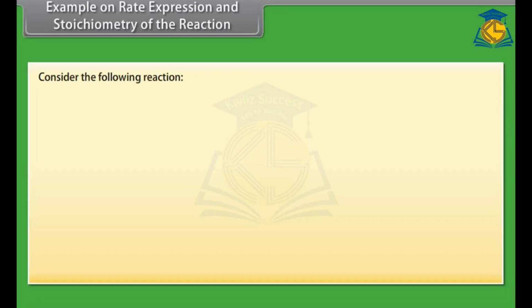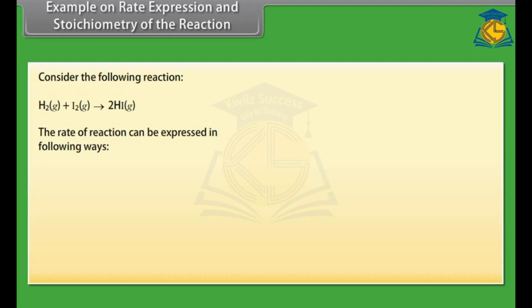Example on rate expression and stoichiometry of the reaction. Let us consider the following reaction: H2 plus I2 gives rise to 2HI. The rate of reaction can be expressed in the following ways: minus d by dt of H2, or minus d by dt of I2, or plus d by dt of HI.